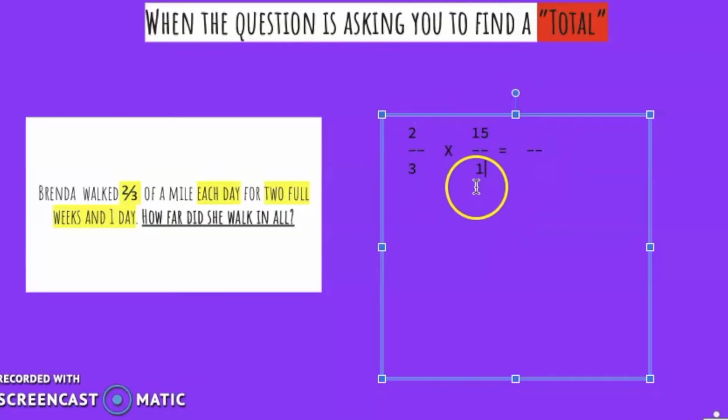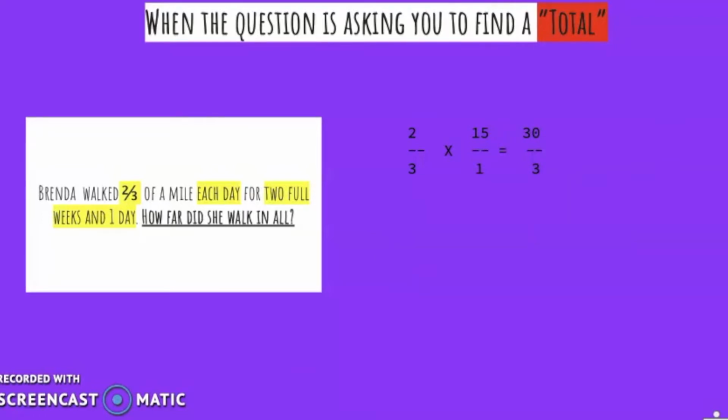So now we're ready to multiply, and we're just going to multiply across. So first, 2 times 15, that gives me 30. So my numerator is going to be 30. Oops. And now I multiply my denominators. 3 times 1, that gives me 3. Okay. So now I look at this fraction and my answer. I got 30 over 3.